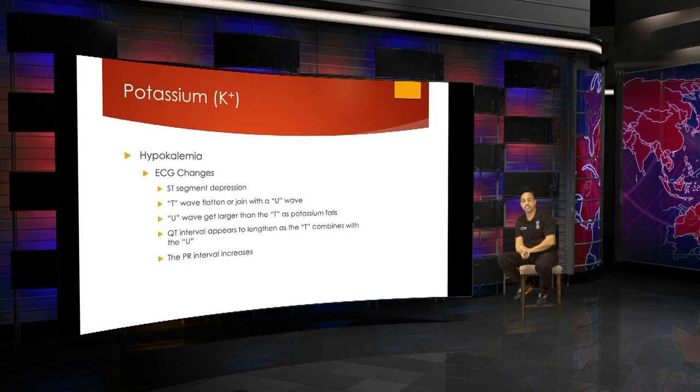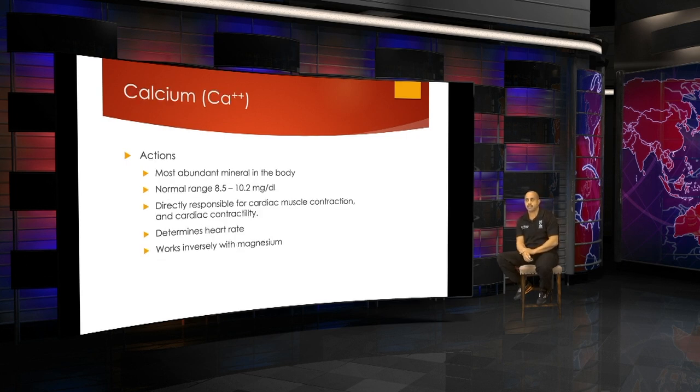As far as the ECG changes, what will we see in our ECG? You're going to have ST segment depression. You can see that. The T wave will start to flatten and join the U wave. The U wave will kind of get a little bit larger than the T wave as potassium levels start to fall. The QT interval appears to lengthen, so you're going to get a prolonged QT. And then the PR interval could increase, which would actually look like an AV heart block. So that's what that could do.